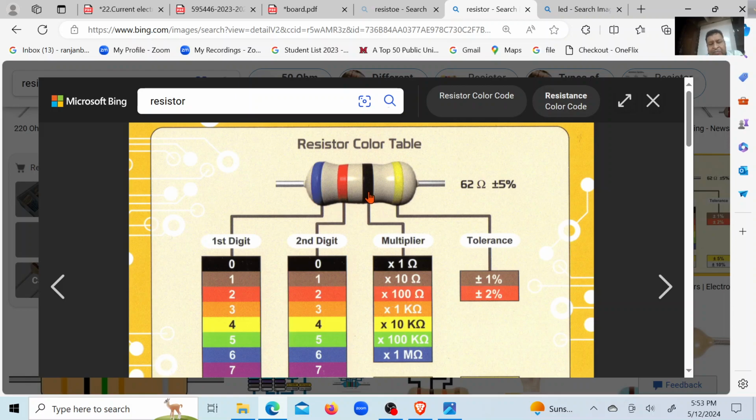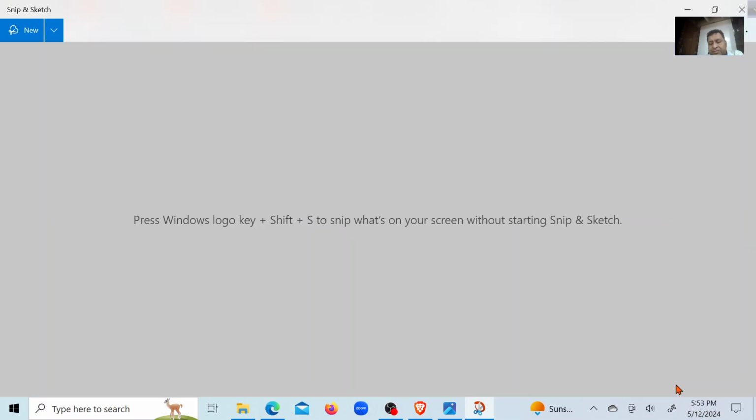Next one is black. Black means no zero, or 10 to the power 0. 10 to the power 0 means 1, right? If this black is replaced by brown color, then it will be 620.